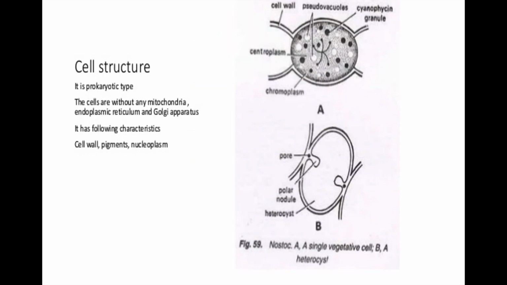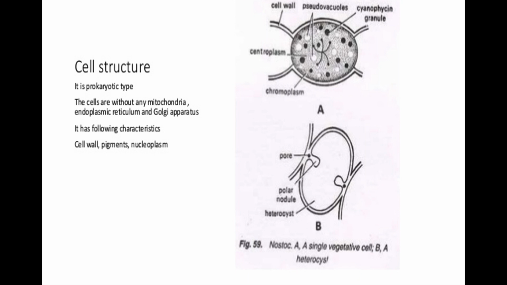Now we'll talk about the cell structure. Nostoc is a Cyanophyceae member or a cyanobacterium, which is prokaryotic in nature. It makes its own food, so mode of nutrition is autotrophic. So it is a prokaryotic type. The cells are without mitochondria, endoplasmic reticulum and Golgi apparatus.